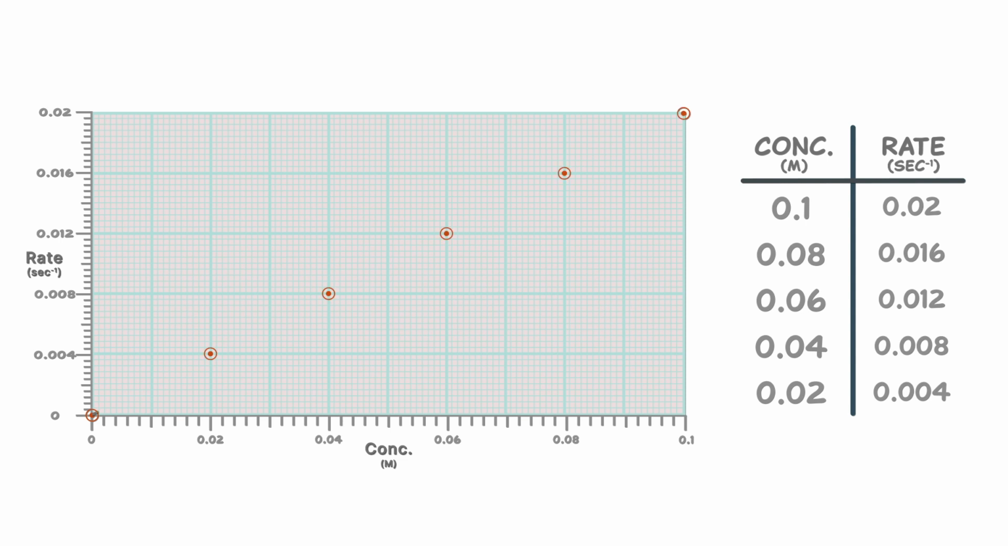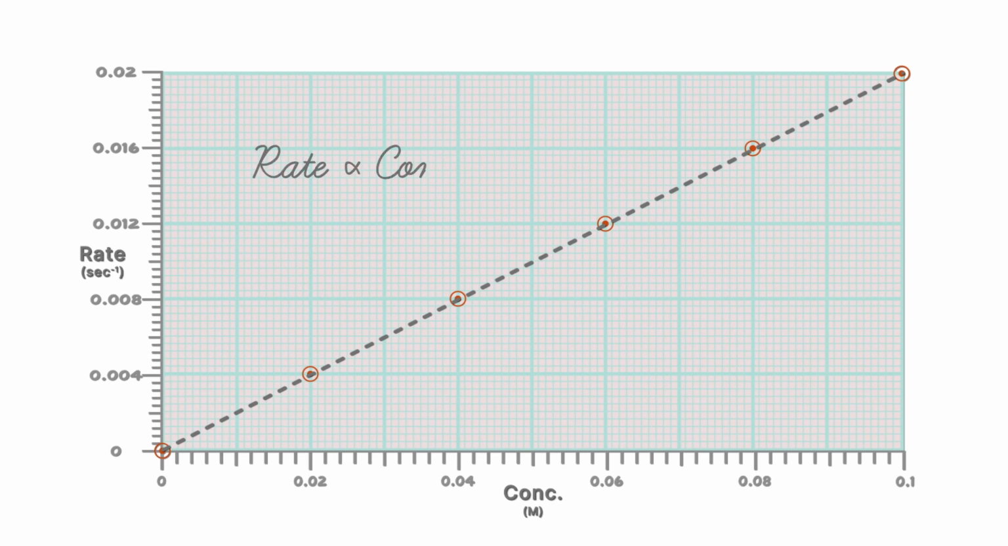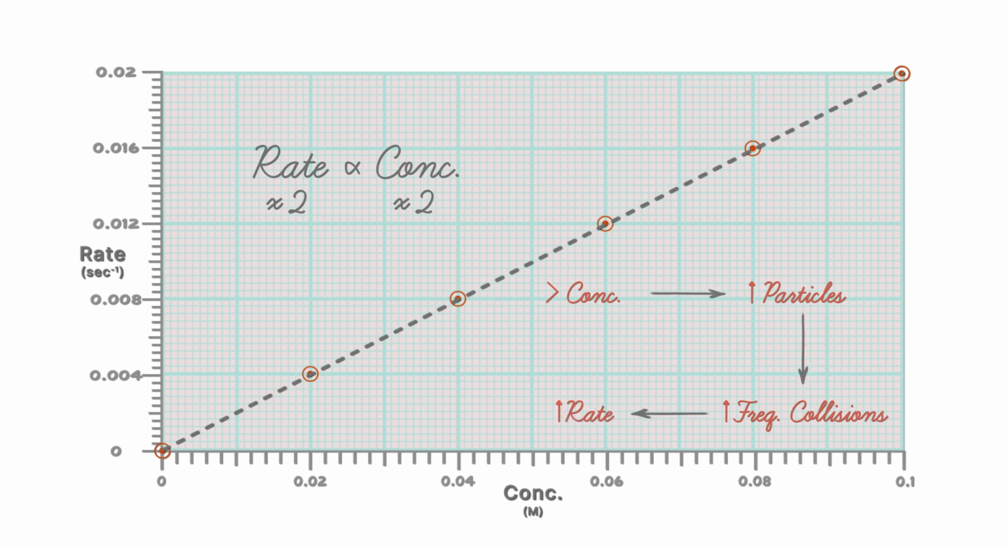This gives us a straight line that passes through the origin. This means that rate is directly proportional to concentration. If we double the concentration, we double the rate of reaction. We can use collision theory to explain this. At greater concentrations, there will be more particles present, and so there will be a greater frequency of collisions, which in turn will lead to a faster rate of reaction.